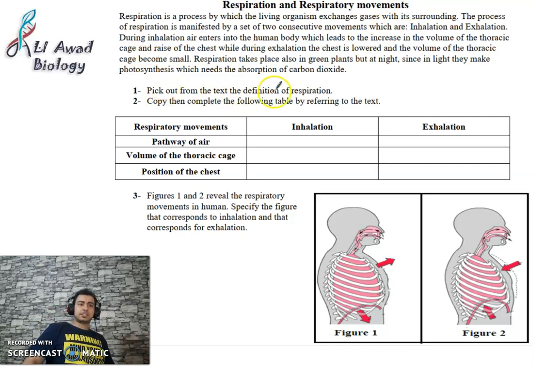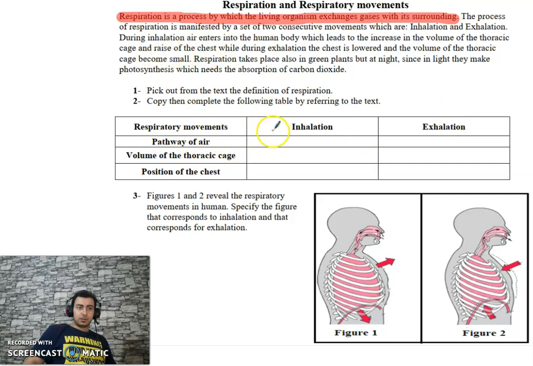Pick out from the text the definition of respiration. Here you have the definition of respiration: living organism exchange gas with its surrounding. بس هيدي. Copy then complete the following table by referring to the text. طبعا إذا كنا عم نعمل امتحان وقال لي copy then complete لازم أنقل هيدا التابل على ورقة الامتحان وأعبي. Respiratory movements, inhalation, exhalation, pathway of air. هون طريق الهواء: enters into the human's body. هيدي أول وحدة هون.